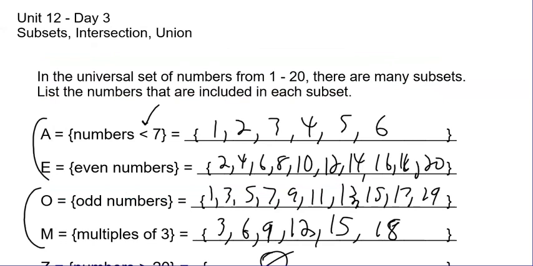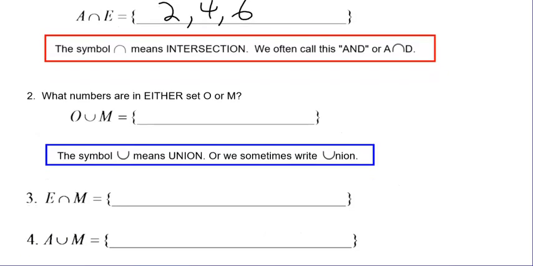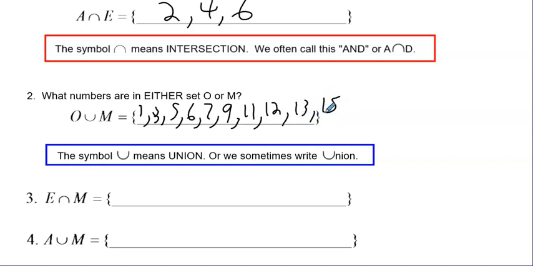So again, that was odd and any extra multiples of 3. So or means either one. We'll take either one. So we have 1, 3, 5, 6, which is the multiples, 7, 9, which is in both, 11, 12, which is a multiple of 3, 13, 15, which is in both, 17, and 18.